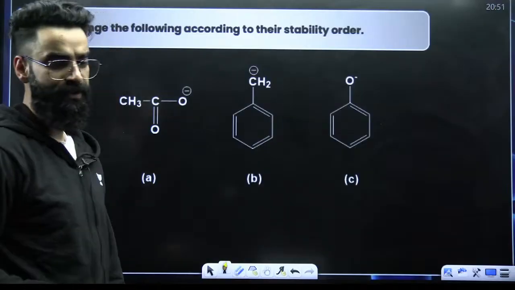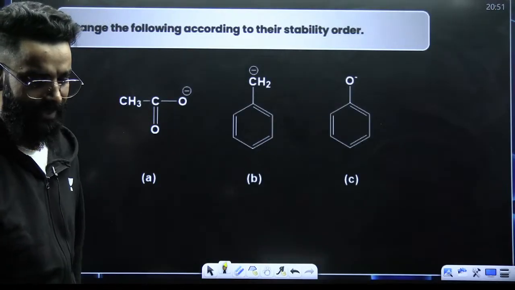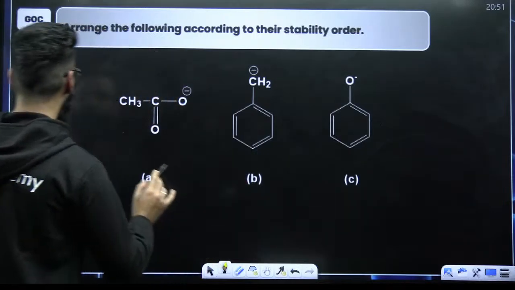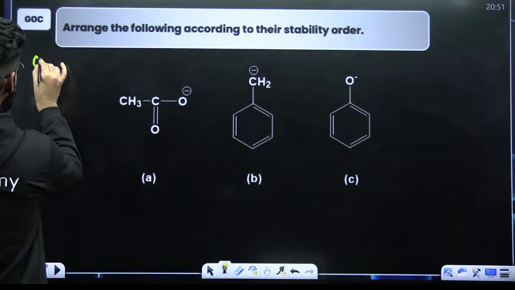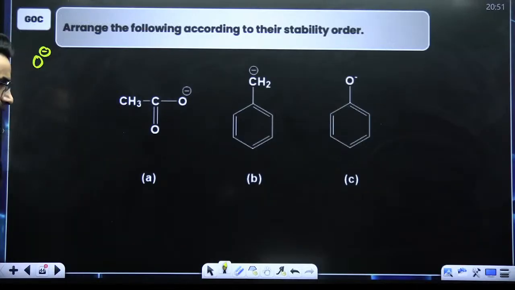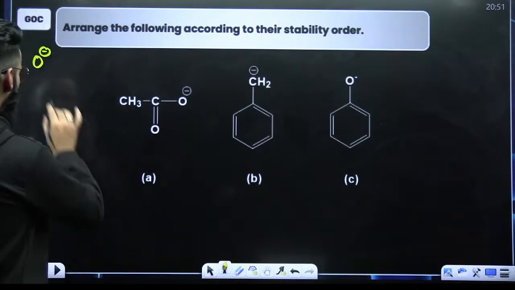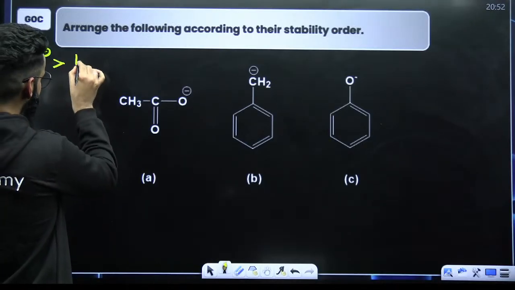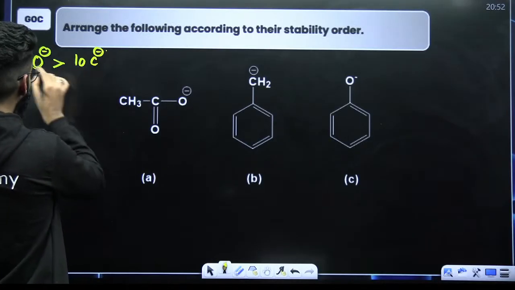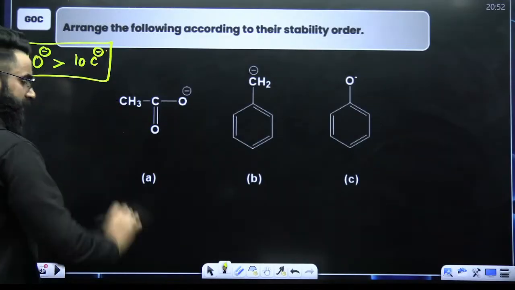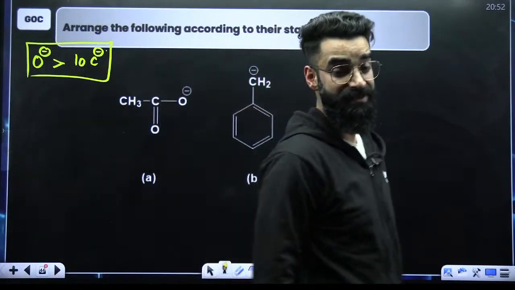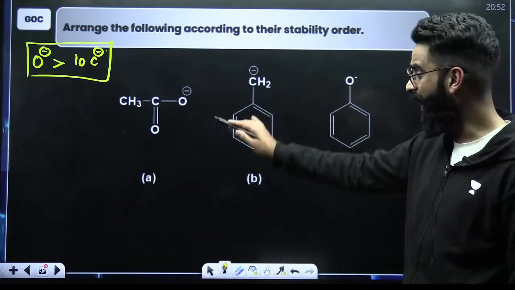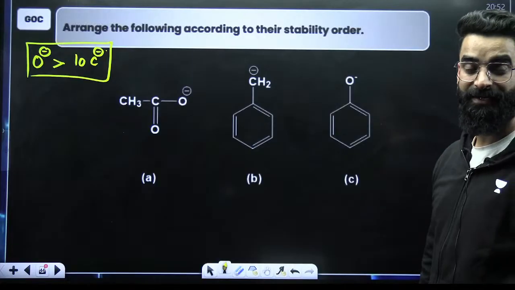Arrange the following according to their stability order. You have to arrange them as per the stability order. Look here, guys. One thing which I believe all of you would be knowing: the negative charge carrying capacity of oxygen is greater than that of carbon atoms. Do you know that? Negative charge carrying capacity of oxygen is even greater than the negative charge carrying capacity of carbon atoms. Now you have to arrange these as per the stability, right?